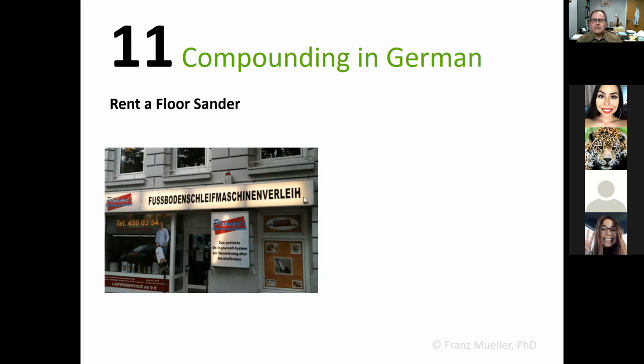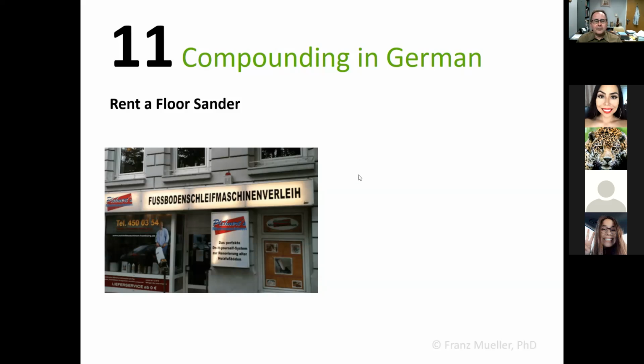Fußbodenschleifmaschinenverleih is actually a very straightforward, transparent compound. You could go rent a floor sander over here. If you've got a hardwood floor in your house, every few years you need to sand it down to keep it nice. And so you need a special machine for that. You could hire somebody. People wouldn't buy that kind of machine. You only need it, what, once in 10 years or something. So you can go to a place like this and rent yourself one. So it's a very specialized kind of store.